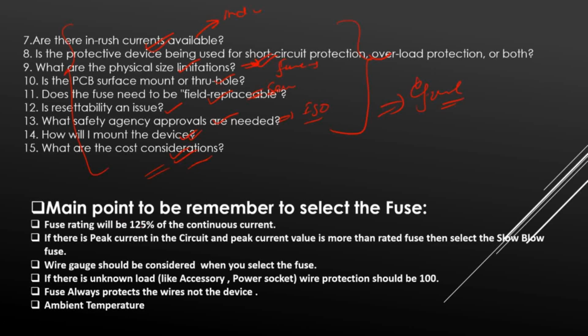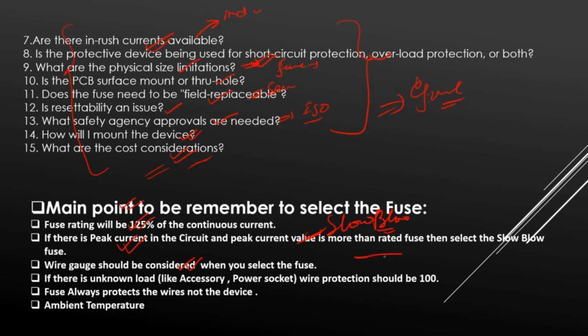So the main point you have to remember in selecting a fuse is 125% of the continuous current. Is there any peak current in the circuit? If there is any peak current in the circuit, then I have to use the slow blow fuse. I have told you this thing many times. Wire gauge is to be considered when you select the fuse.